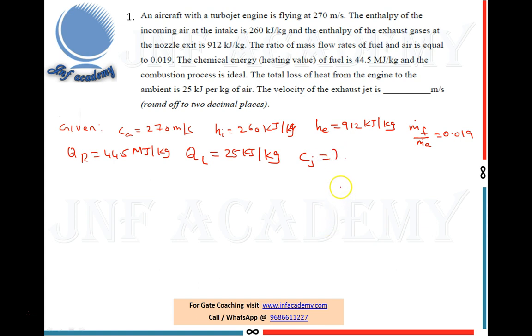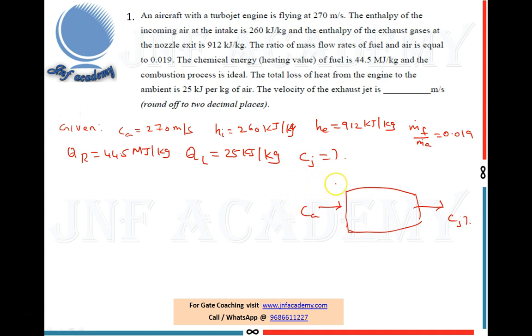Now let's try to understand in a schematic or diagrammatic way. If this is the way the engine looks, this is the inlet, and this is the outlet. This is CA, and the velocity that is asked in the question is CJ. So this is what is asked in the question.